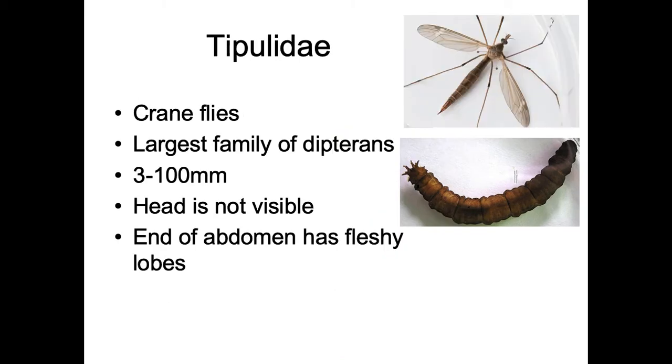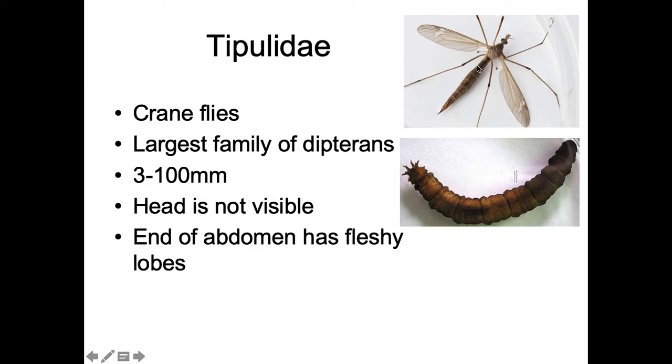First up is Tipulidae. These are the crane flies. These are things that a lot of times I hear people saying, oh my god, it's a giant mosquito. It is not a mosquito. It does not bite you. It doesn't even have mouth parts. These guys pollinate. They're looking for a mate. They're not going to bite you.